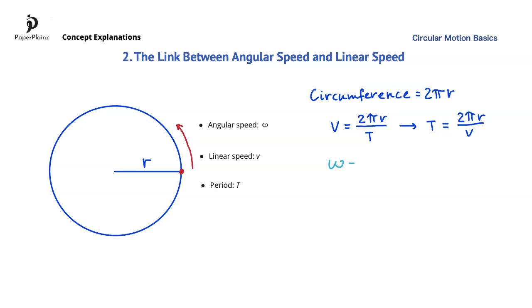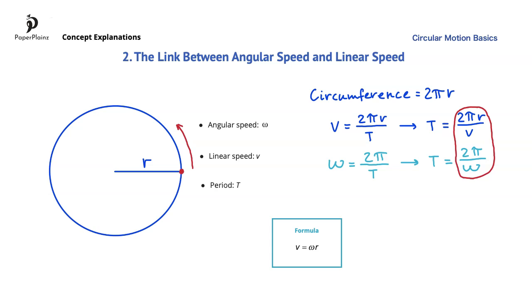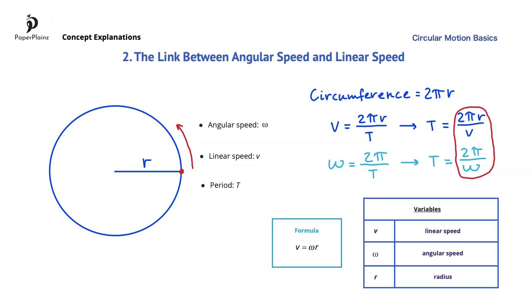For omega, the angular speed, it is the angle completed in one full turn, which is 2 pi, divided by the time it takes to complete a full turn, which is the period. Again, rearranging this equation gives us that T is equal to 2 pi over omega. Equating these two expressions, cancelling 2 pi and rearranging for v, we get the following formula. And here are the variables in this formula.